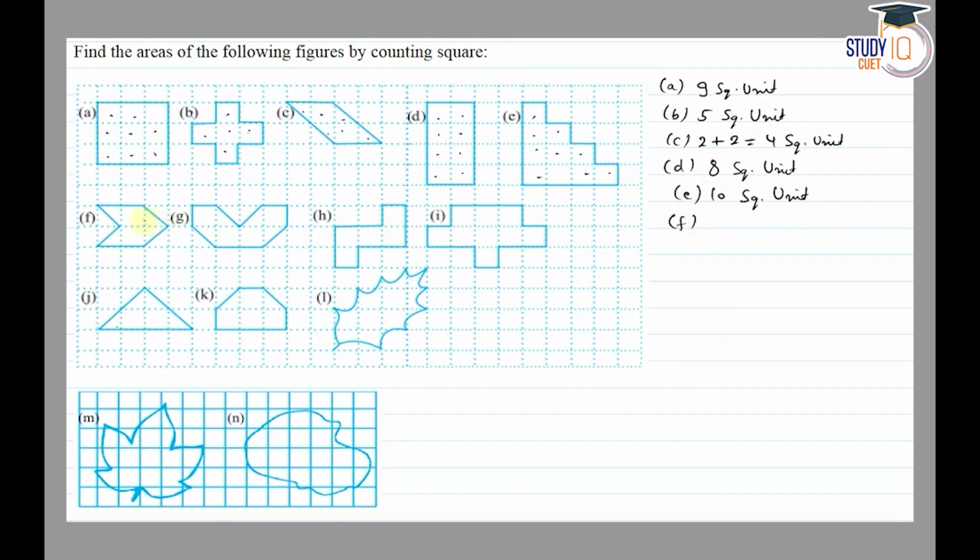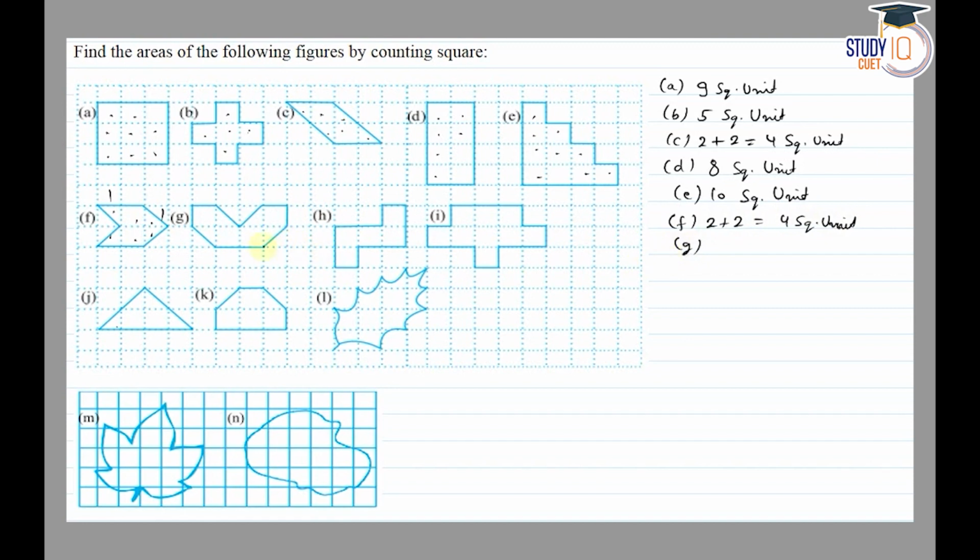F 1 2, so 2 plus half half ये 1 हो जाएगा, and half half ये भी 1 हो जाएगा. 1 plus 1 2. 2 plus 2 equal to 4 square unit. Area of figure F.